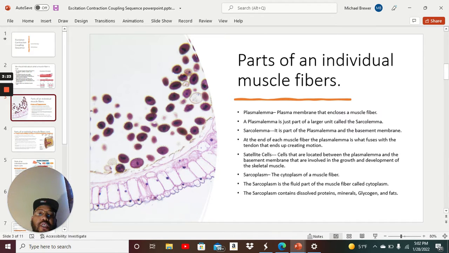Muscle fibers also have satellite cells that are located between the plasma lemma and the basement membrane that are involved in growth and development of the skeletal muscle. And also you have sarcoplasm, which is the cytoplasm of the muscle fiber. Sarcoplasm is the fluid part of the muscle. Sarcoplasm contains proteins, minerals, glycogen, and fats.